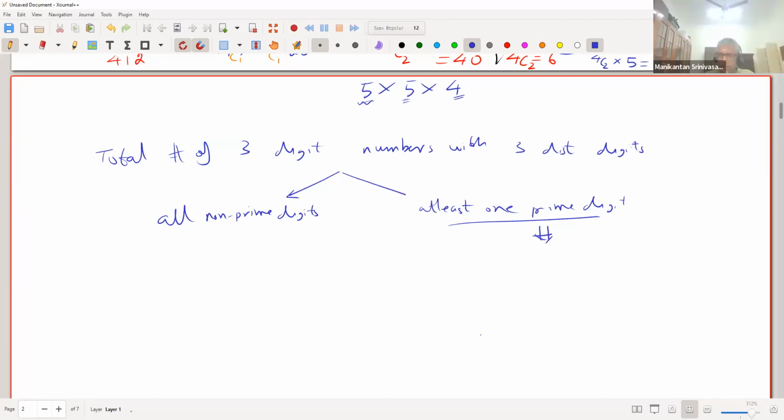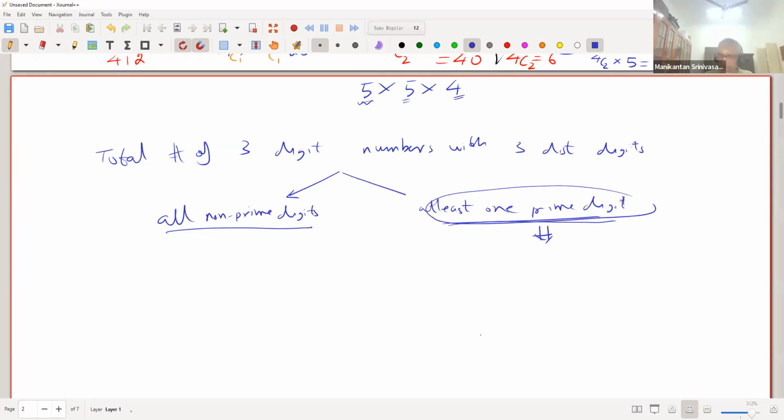So the total number of 3-digit numbers with 3 distinct digits, that we arrived at, is 648. That was the original question. Now we can break it into 2 categories. All the digits being non-prime, that's one category. The complement of that is at least 1 digit being prime, right? My latter question was at least 1 digit being prime.